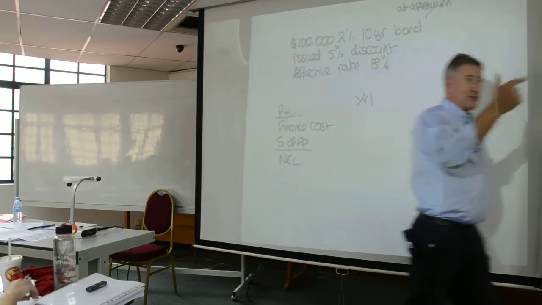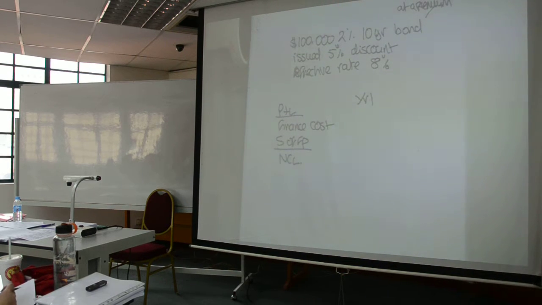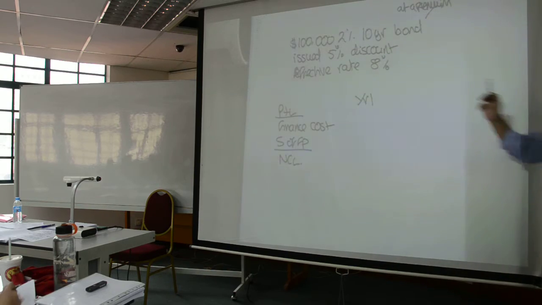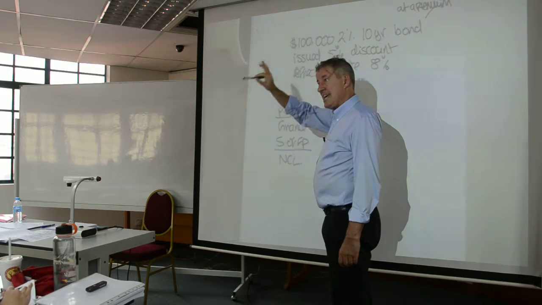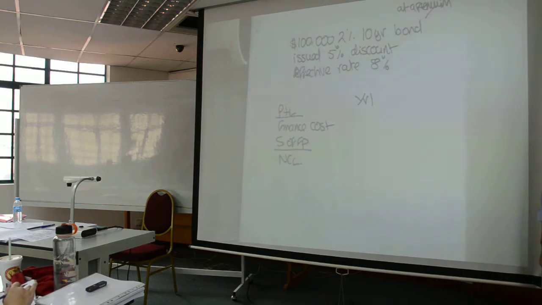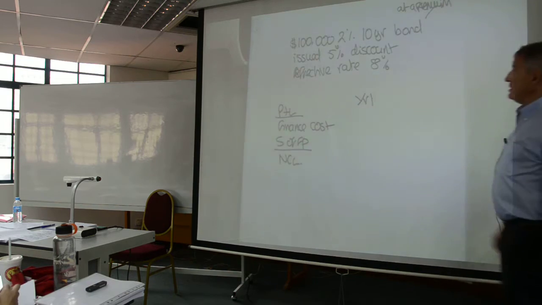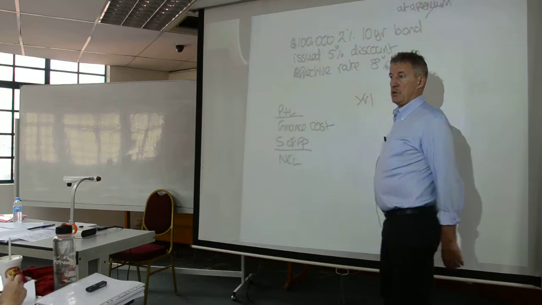Let me talk through the logic of what you should have done before I actually do the numbers myself. The annual cash flow is $2,000 a year. So you are paying the coupon rate on the nominal value. We will repay $2,000 a year. The net proceeds of issue, which is the initial recognition, is only going to be $95,000. There are no issue costs.